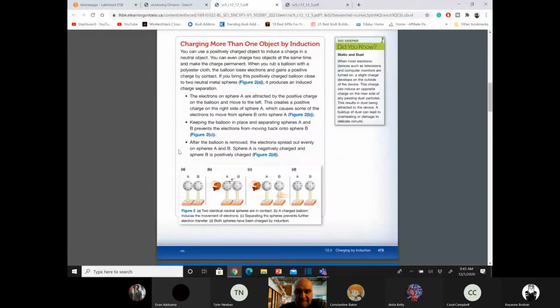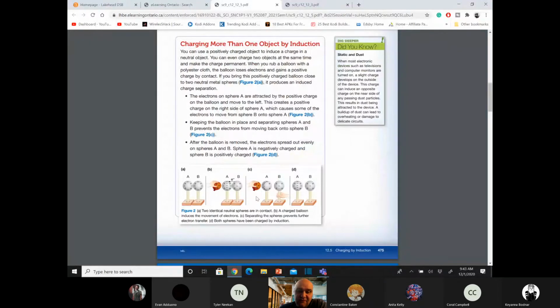Okay, so let's follow this picture here. In figure A, we have two identical neutral spheres that are in contact. In B, we've got a positive balloon that comes close. So what you get is electrons moving from ball B over to ball A.